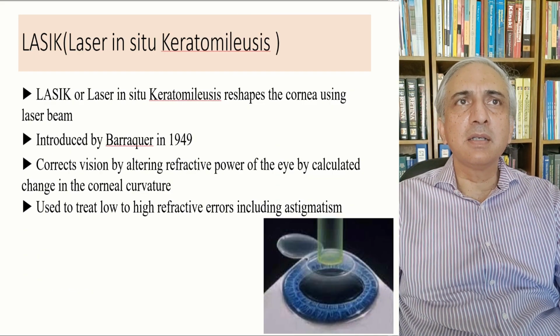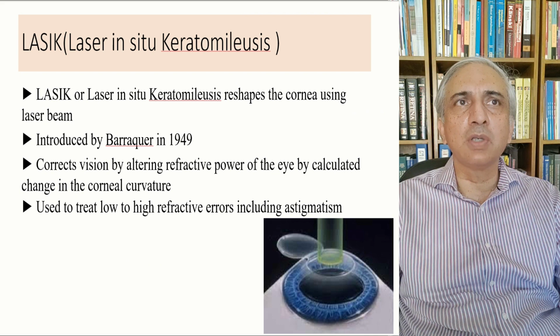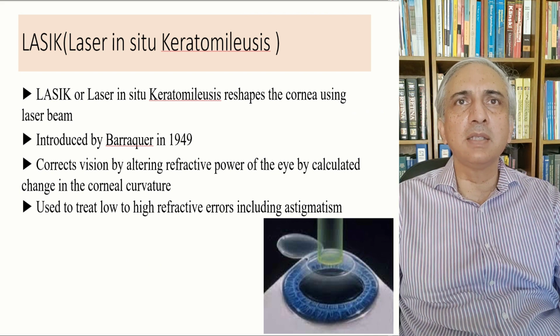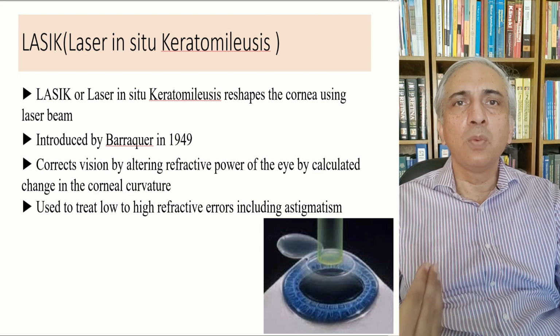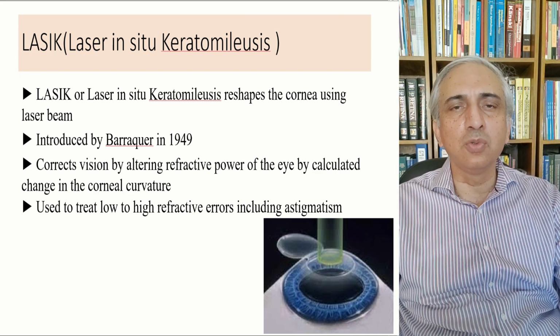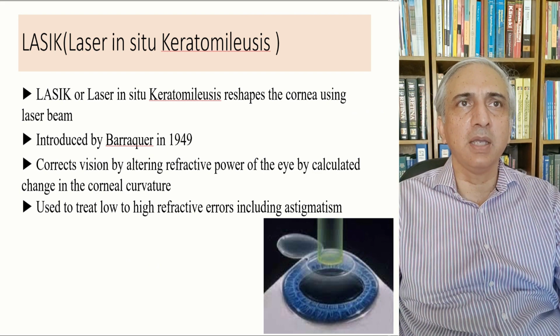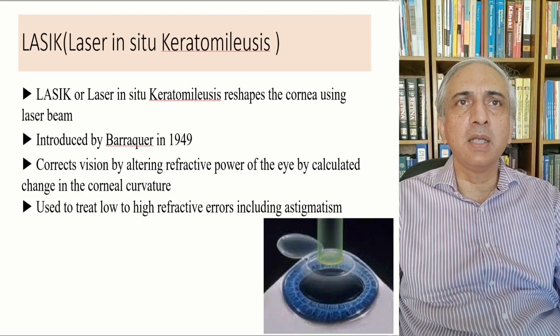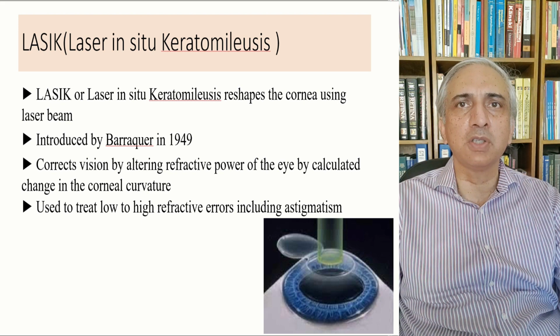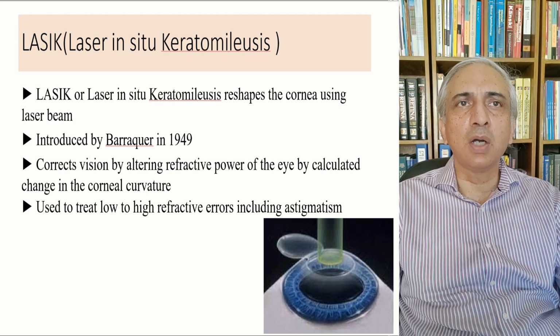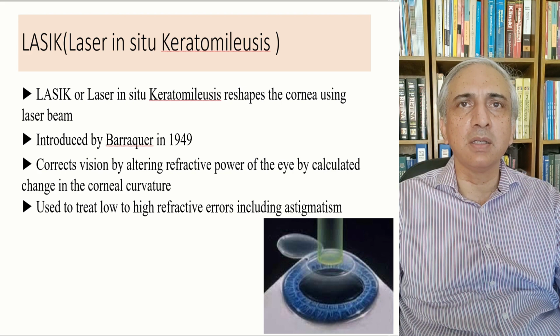Then there is LASIK, or laser in situ keratomileusis. LASIK reshapes the cornea using a laser beam. So there are two steps. One is making a flap, and then doing the laser as in regular PRK. Introduced by PRK in 1949, it corrects vision by altering refractive power by a calculated change in the corneal curvature. Used to treat low to high refractive errors, including astigmatism.